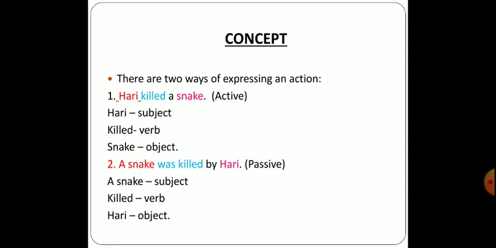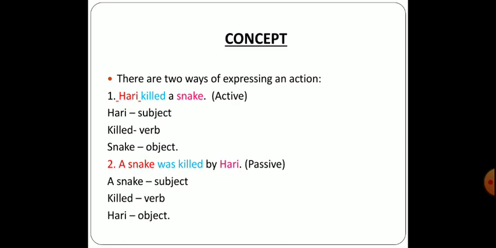Now, when you see the second statement, a snake was killed by Hari. The meaning of both sentences is the same. There is no change in the meaning. So you can see over here, snake becomes the subject, killed becomes the verb, and Hari becomes the object. So what you can understand over here is, in active voice, whatever the subject is, it will change into the object when we change into passive. And whatever is the object in the active form will be changed into the subject in the passive voice. So you can see that the positions of both have been interchanged.